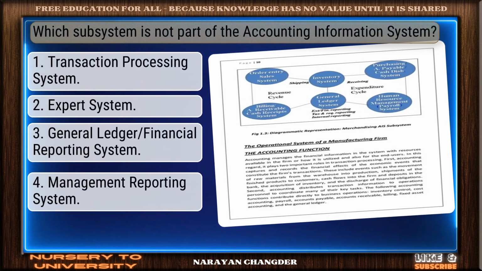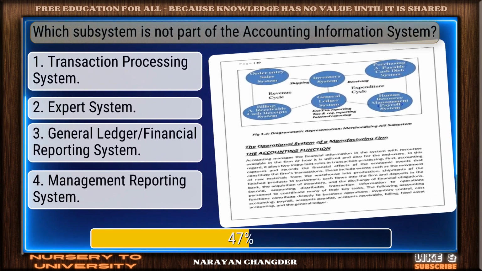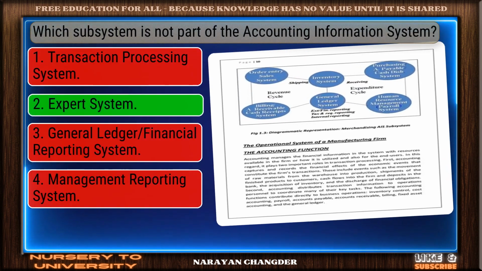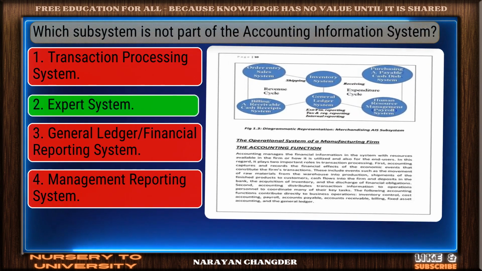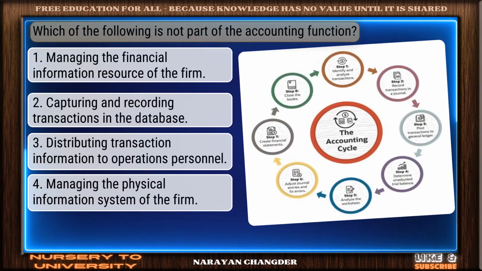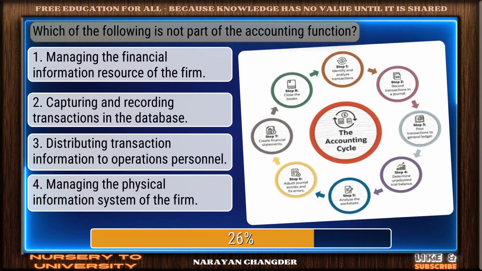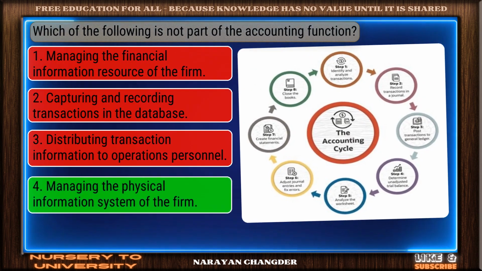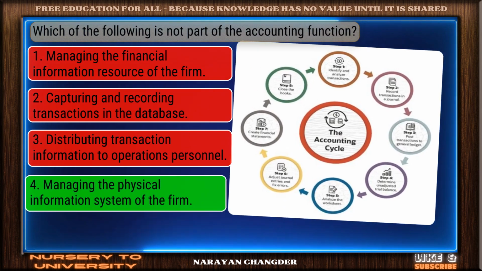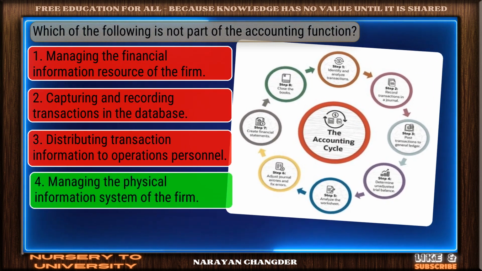Which subsystem is not part of the accounting information system? Correct response. Expert system is the most accurate answer. Which of the following is not part of the accounting function? Well picked. Managing the physical information system of the firm is the correct answer.